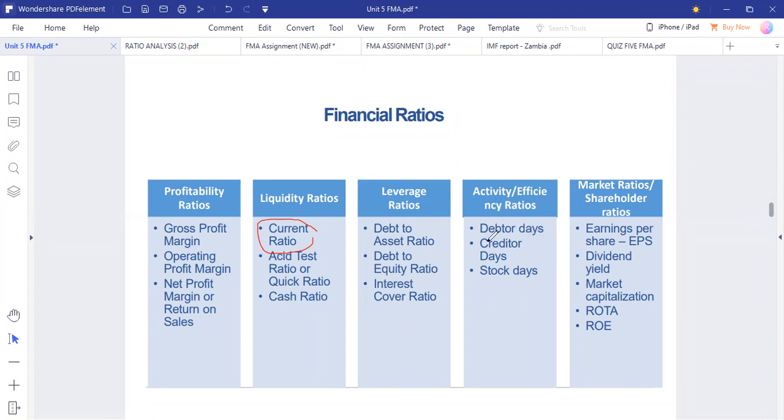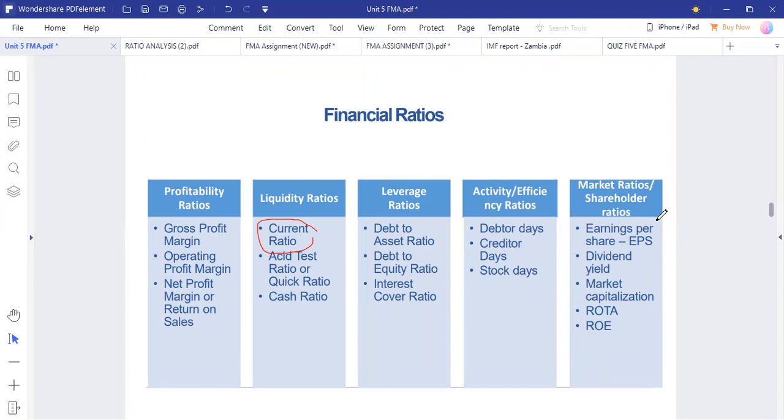In the activity ratio, we have the debtors' collection period, which looks at the time we take to collect what we are owed. And the creditors' payment period or days looks at how long we take to pay our debt. Debtors, how long they take to pay us. Stock days, how long we take to sell off stock.